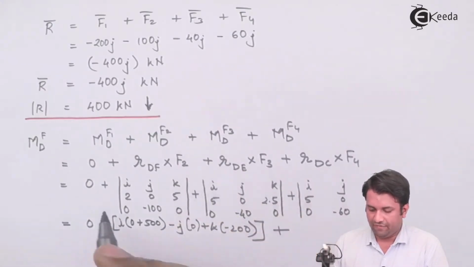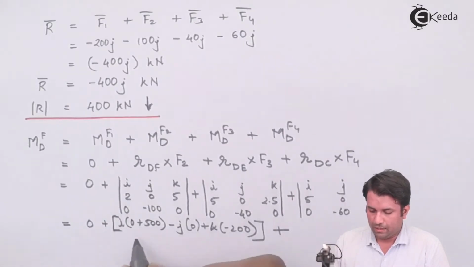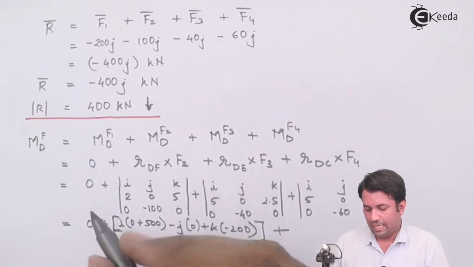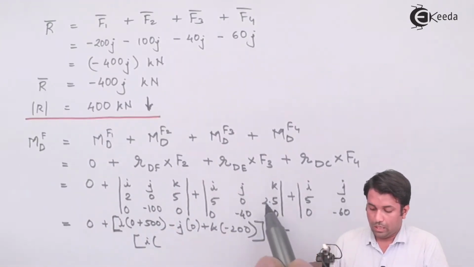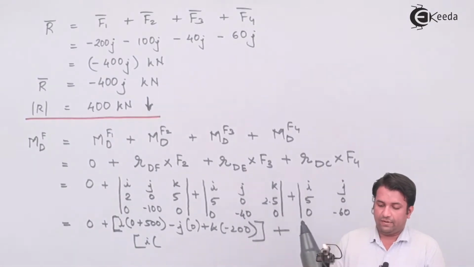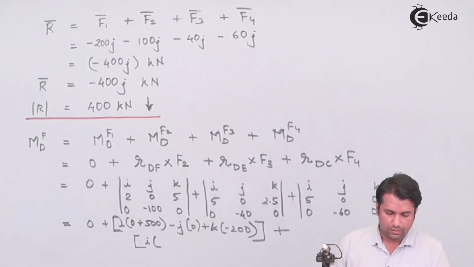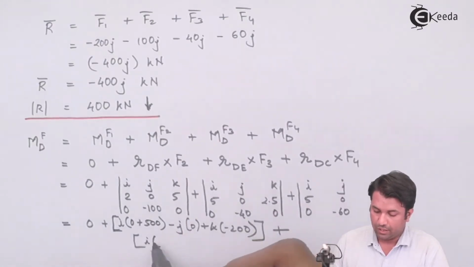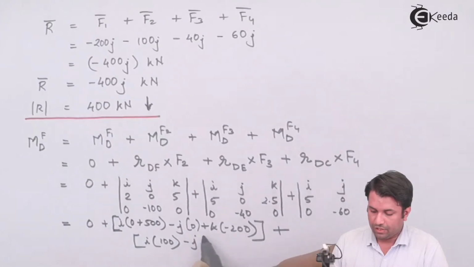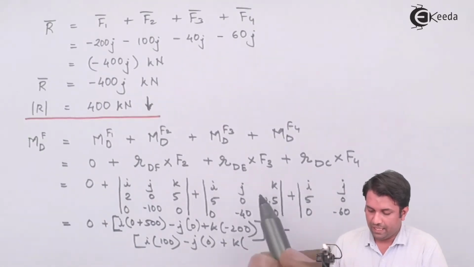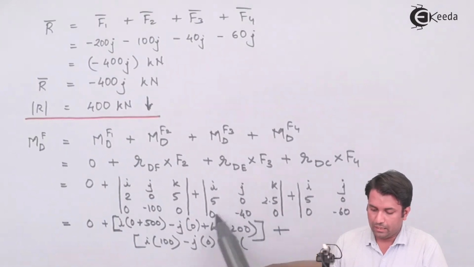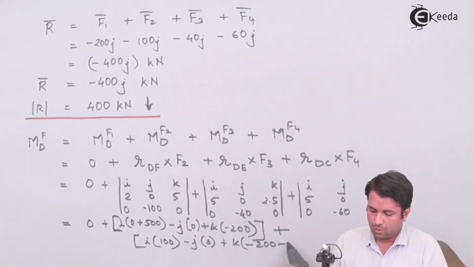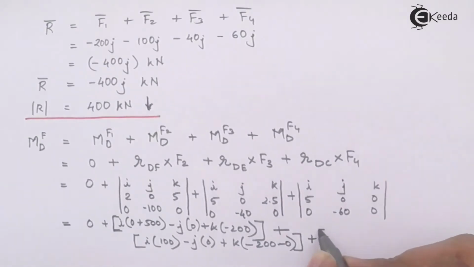plus, for the second vector, I'll write it over here as I term is 0, 40 into 2.5 will give me as answer 100. So that will be minus 100, minus of minus 100, so it will be 100 minus J, so this is 0 and even this is 0. For K it will be minus 200 minus 0. So this is done.